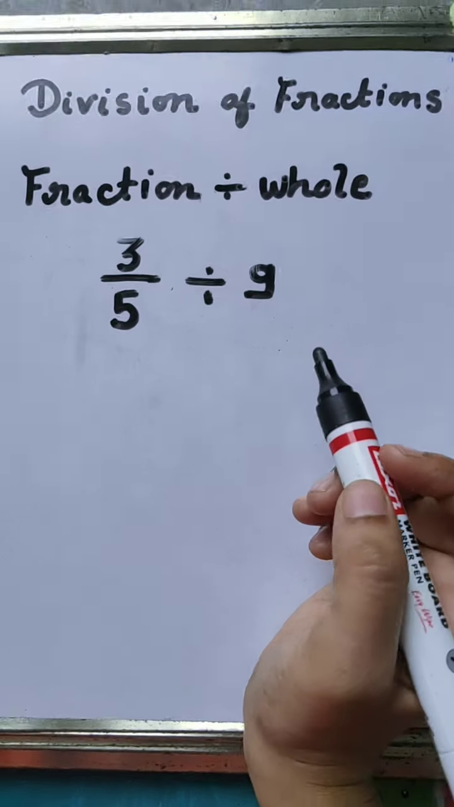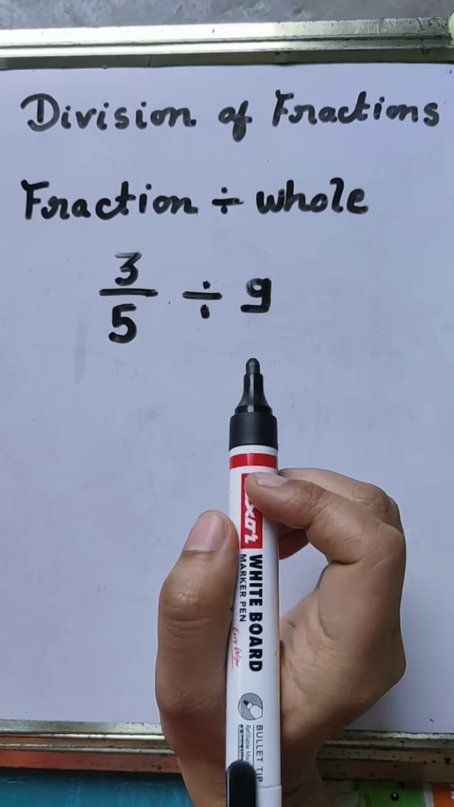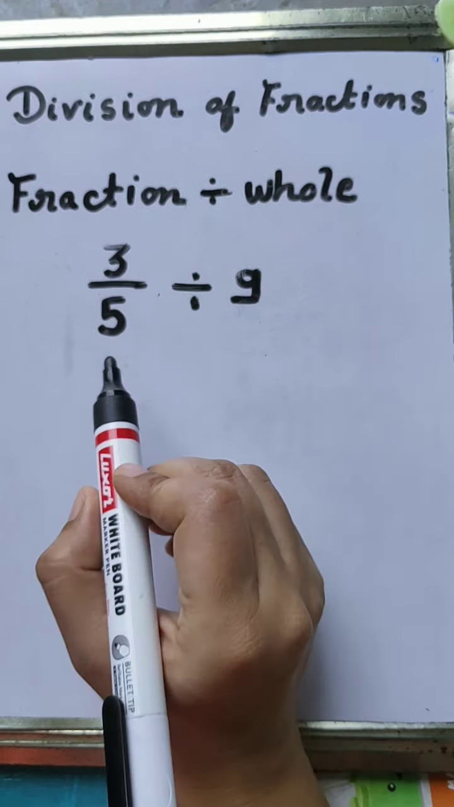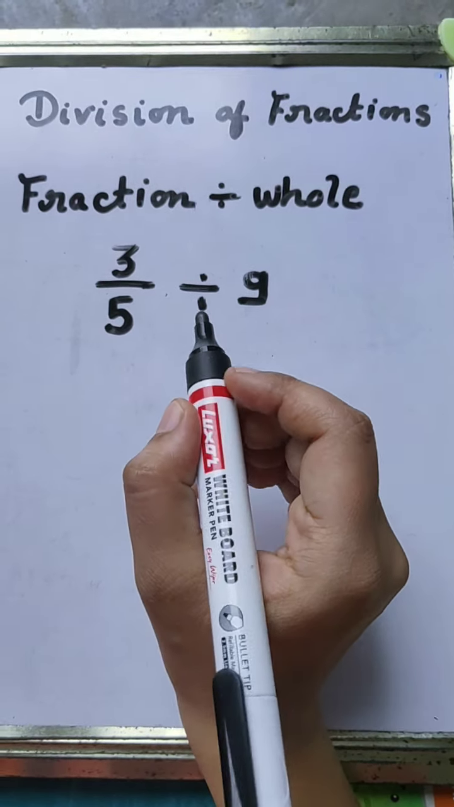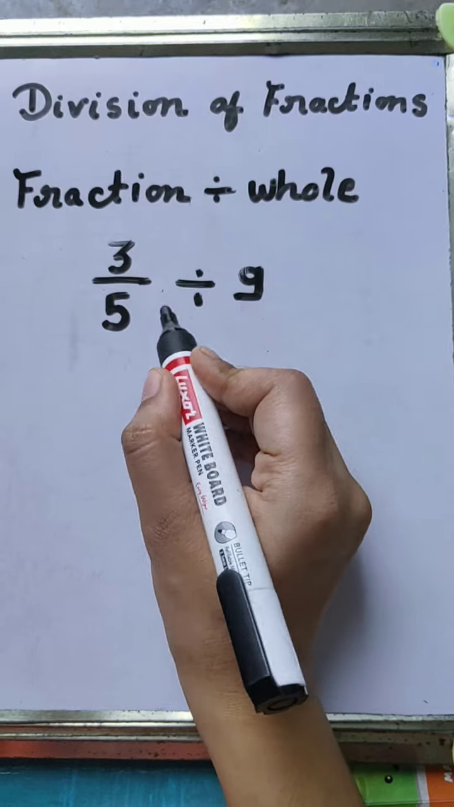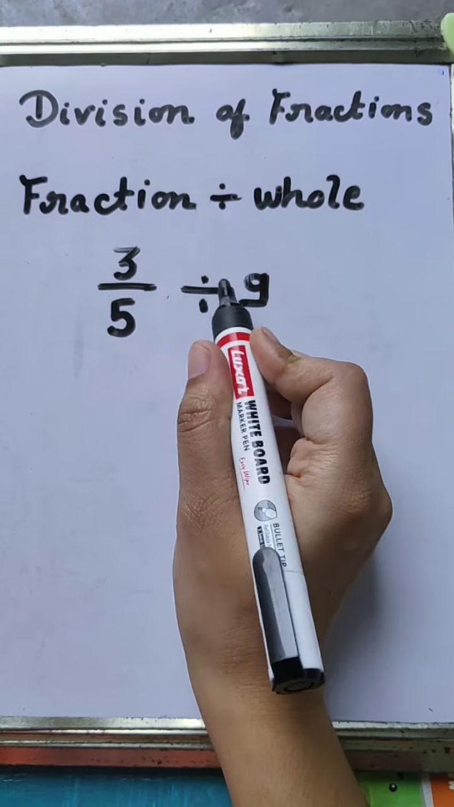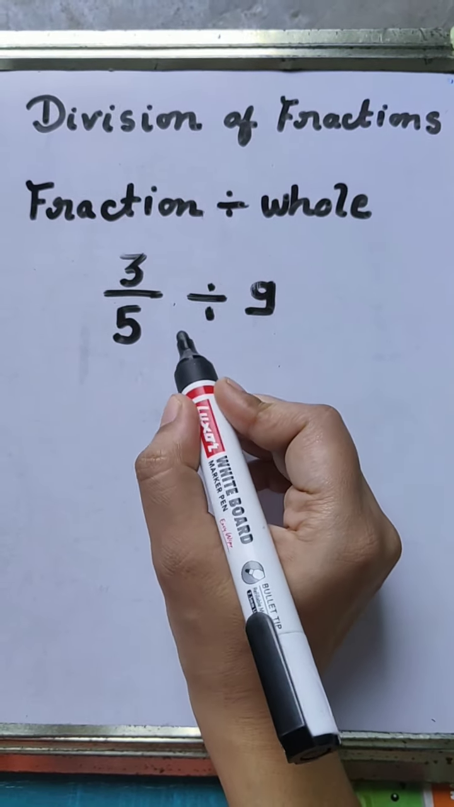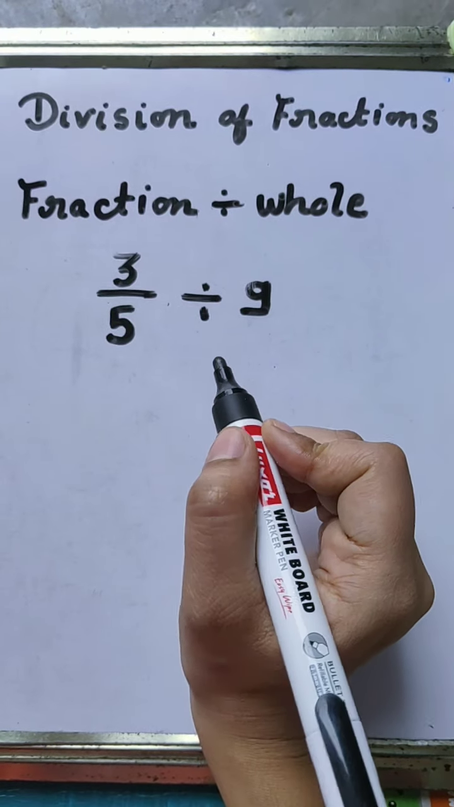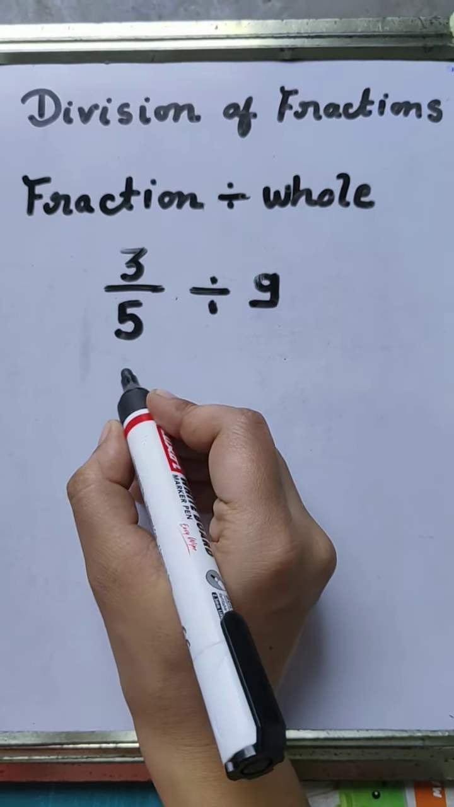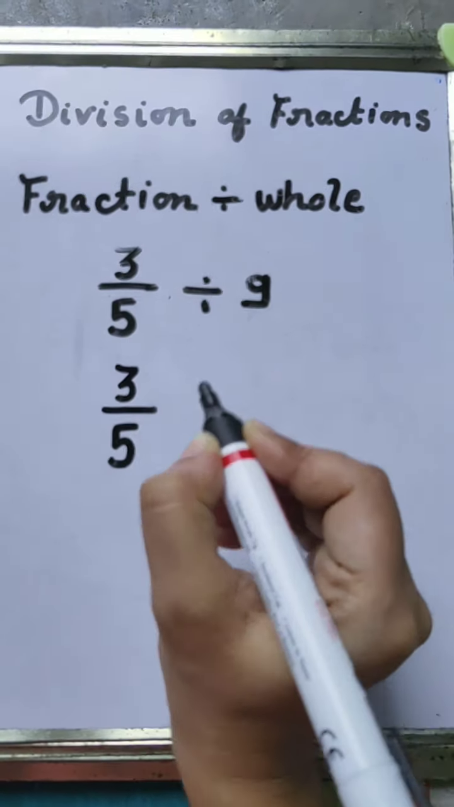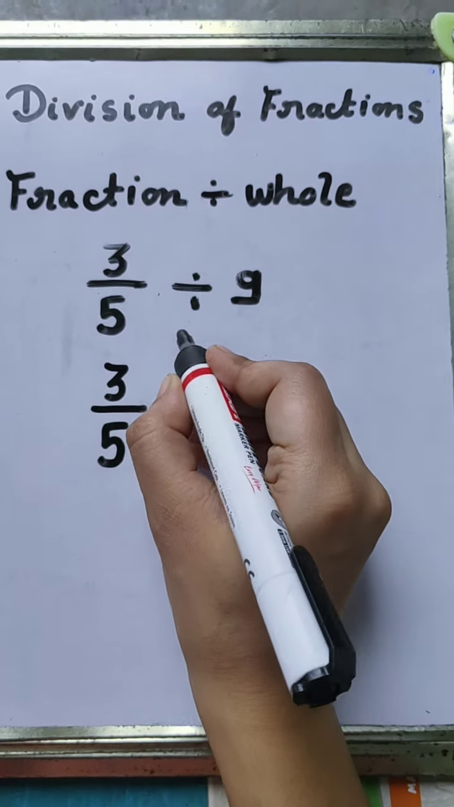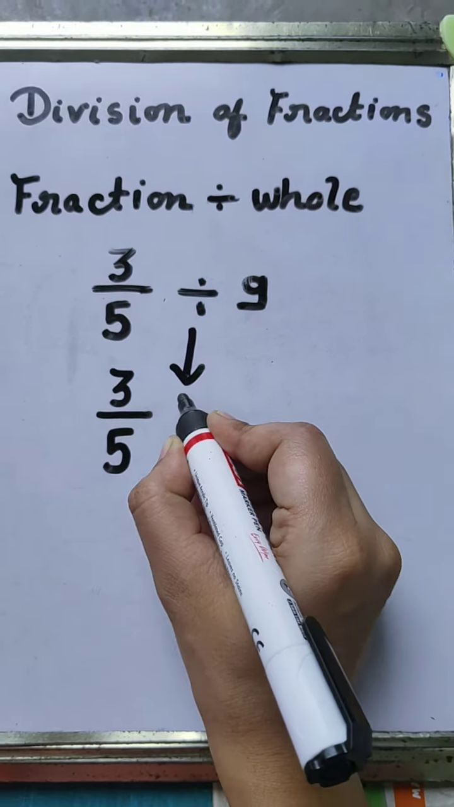9. Now, the first step that you have to remember in each question of division of fractions, what do we have to do, class? We have to convert this division sign into multiplication sign. Okay? So, how to do this? We will write the first fraction as it is, and we will write this division as multiplication.